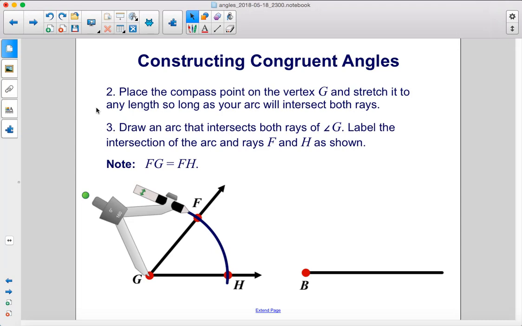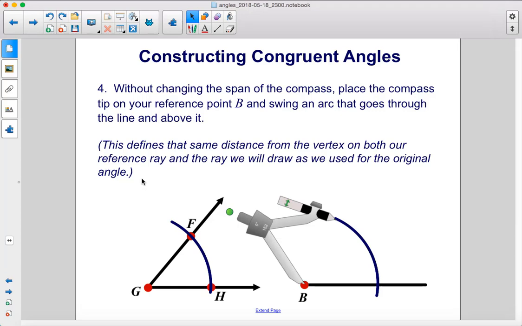Step 2. Place the compass point on the vertex G and stretch it to any length so long as your arc will intersect both rays. Step 3. Draw an arc that intersects both rays of angle G. Label the intersection of the arc and rays F and H as shown. Note, FG equals FH.